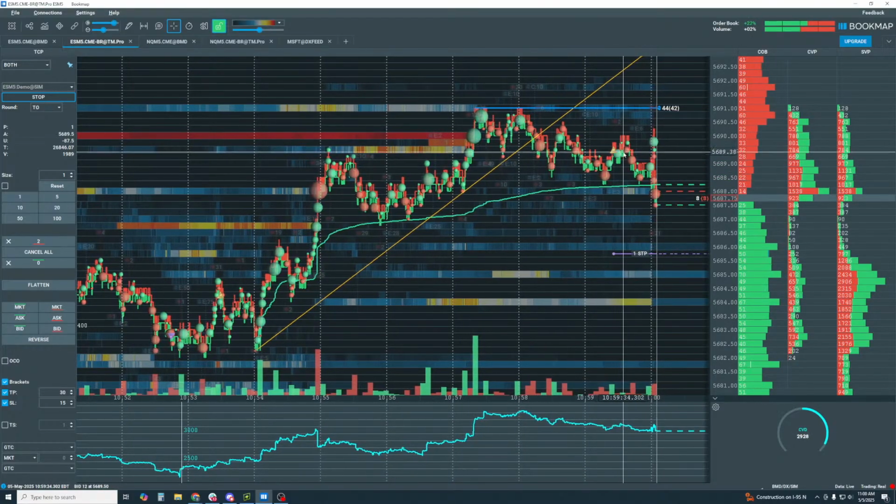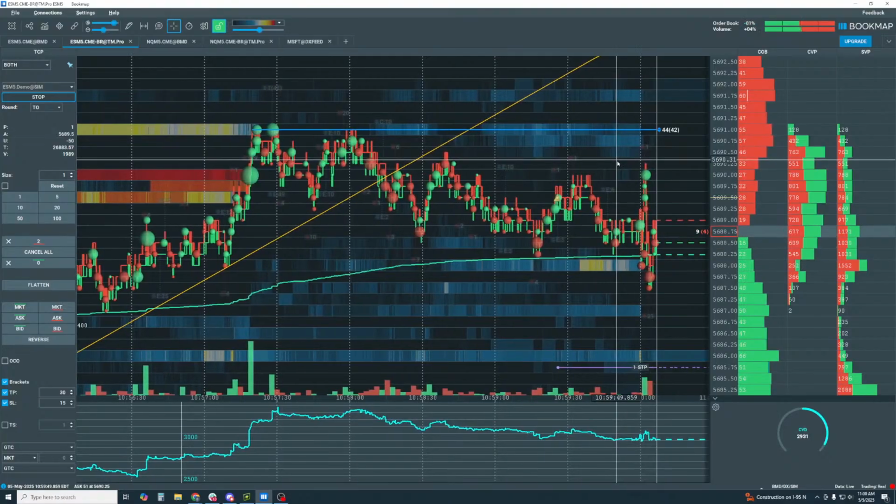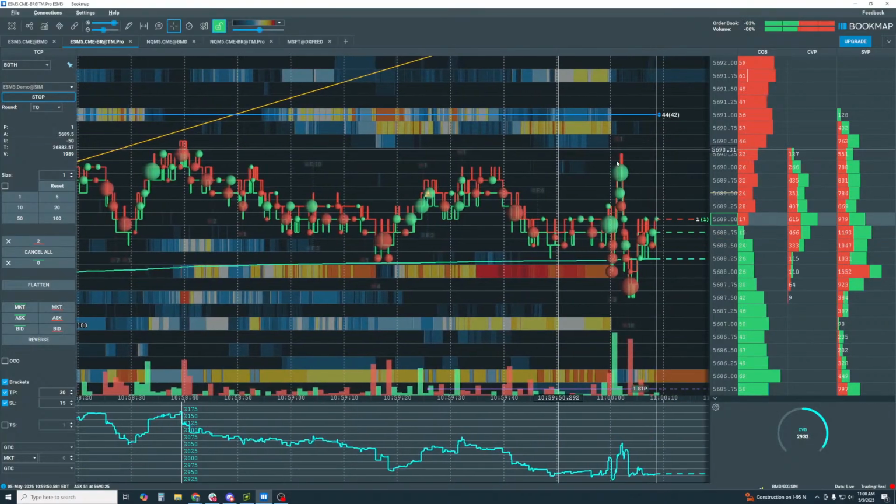Okay, and we got some volatility here at 11 o'clock. Not sure what that is.